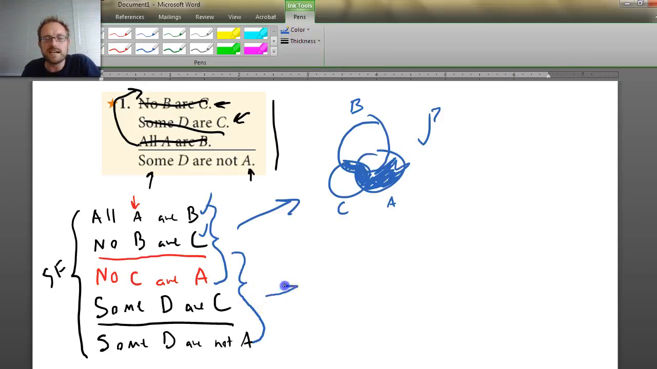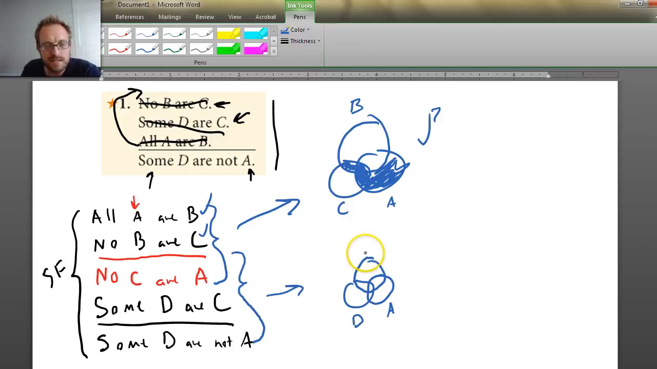Okay, so now let's diagram the next one. And if both of these work out, then, you know, awesome, we have a good valid syllogism. If not, then we have a load of crap we can not worry about. I shouldn't say that on video, so sorry, class.